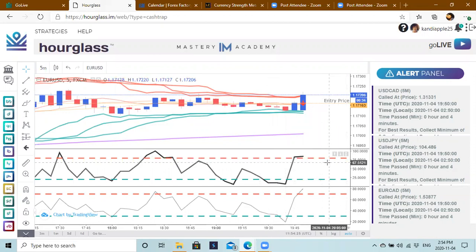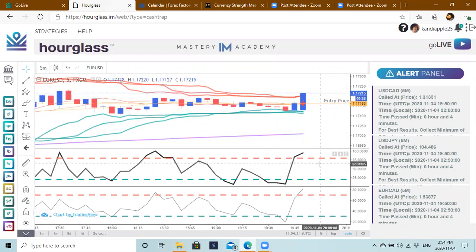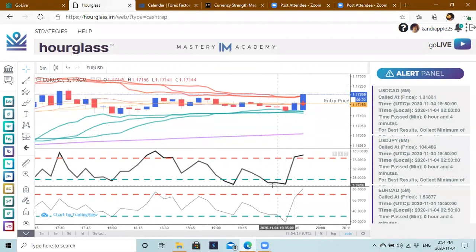Sorry. So we discovered the red dotted line is called the overbought line, but the black one that we're following and we want it to fall back down, this is your momentum. Okay, that's just momentum. This is all based off of what your candles are doing here. They're going up, they're going down, you see?